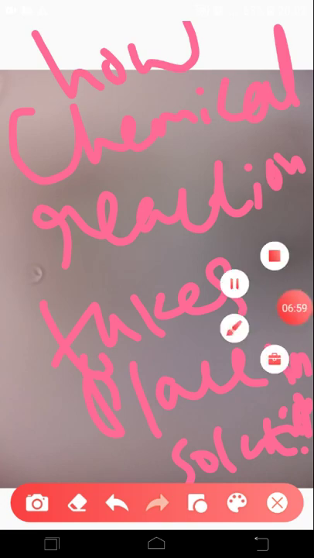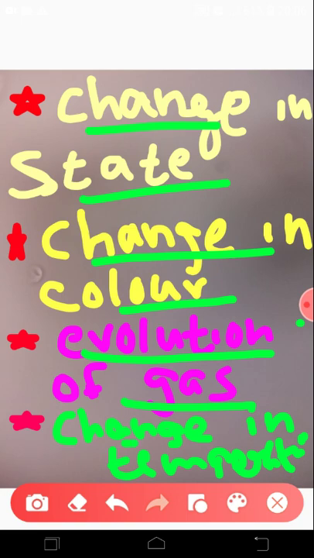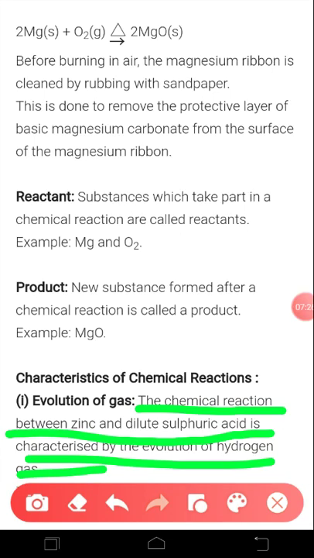Let's go. So here you can see how a chemical reaction takes place, in 4 points: change in state, change in color, evolution of gas, change in temperature. First of all, I introduce evolution of gas, which occurs between zinc and dilute sulfuric acid. You can write it down, the evolution of gas.